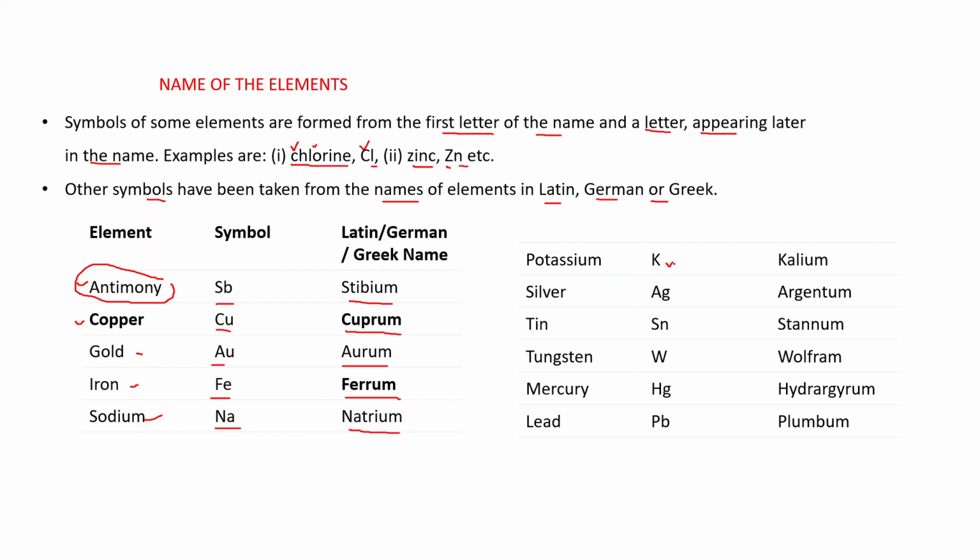Potassium is K, not P. Remember it. Potassium is K. It is taken from kalium. Silver, Ag, taken from argentum. Tin, Sn, taken from stannum. Tungsten, W, taken from wolfram. Mercury, Hg, this is hydrargyrum. Okay. And lead, this is Pb, taken from plumbum. Clear? These are some symbols which are based on the Latin, German or Greek name of the element.